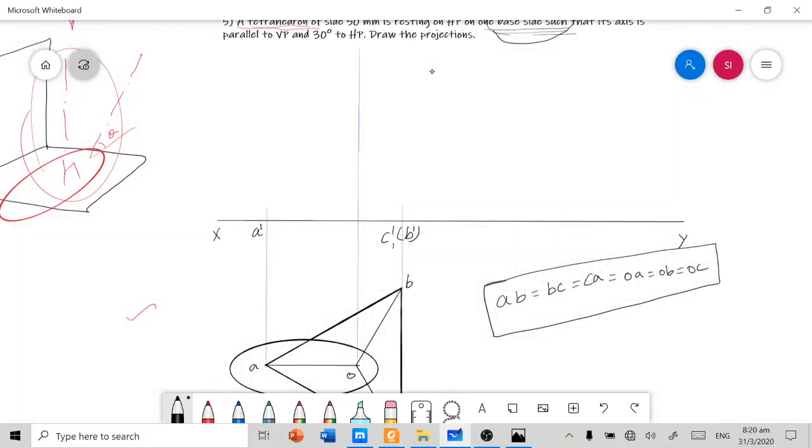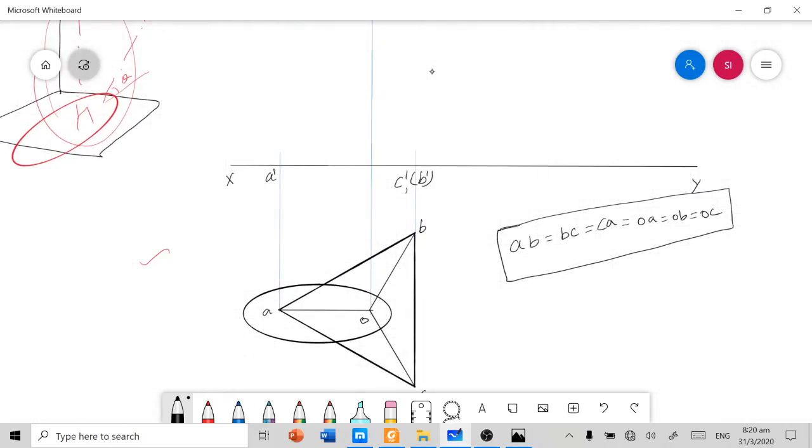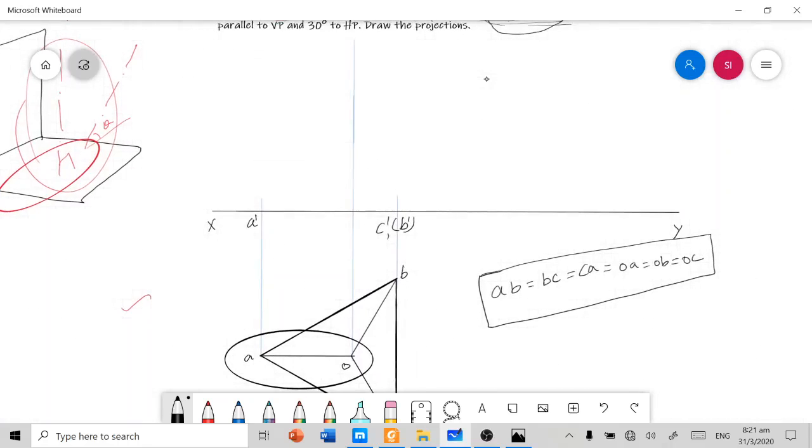Because of this, you need to load in the compass your base side length, and from the point A, you need to cut an arc in the axis line or the projector of O. So in that you can mark the O dash. In this way you can locate the apex point in the front view of the tetrahedron.